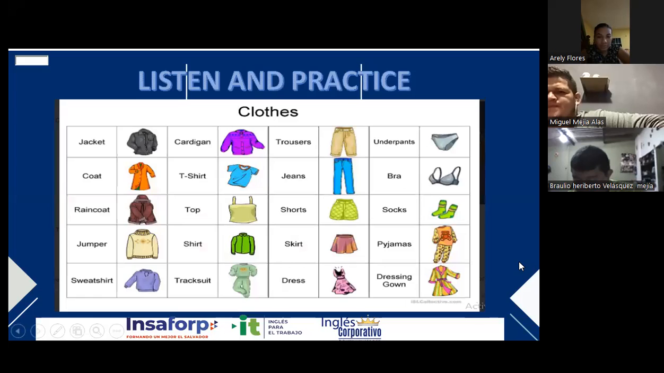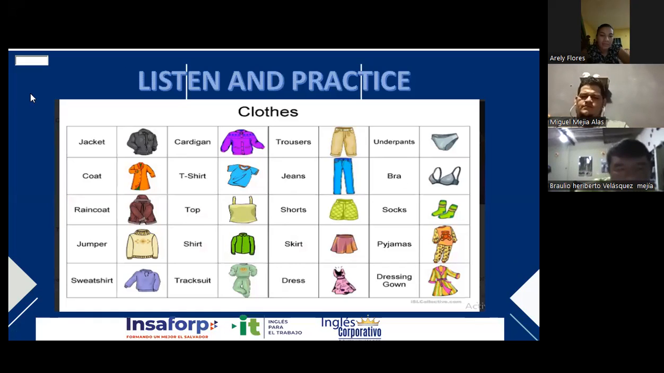Okay, y aquí tenemos ya in a general way. So we have this vocabulary. It's listen and practice. So you can see the pronunciation, you listen. And check the vocabulary too. Tenemos jacket. Luego tenemos coat. Raincoat. Luego tenemos un jumper. Y luego tenemos a sweatshirt. So let's try to combine the vocabulary.